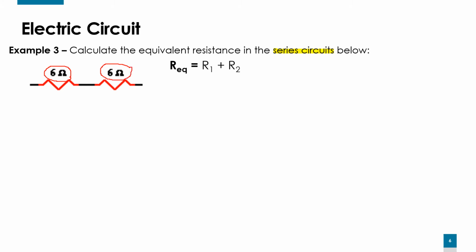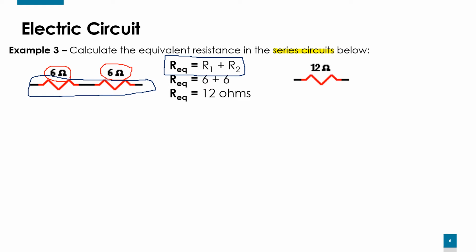Because this is in series, just one flow for the current, I need to use this formula. So I need just to add the two resistances. So equivalent resistance is 6 plus 6, it's going to be 12 ohms. And how do I represent it? Instead of drawing the two resistances, I draw just one and put the total amount here, 12 ohms. So this is pretty easy. You just need to identify this is a series and then you add the resistances. See, it's as simple as that.